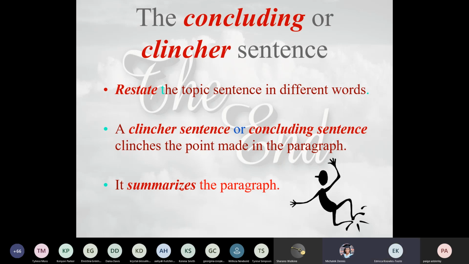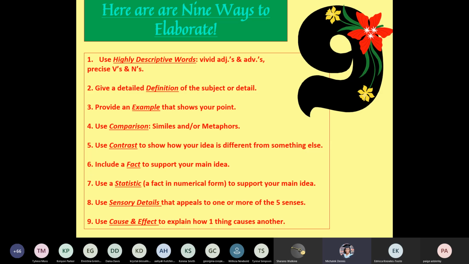And also it summarizes the paragraph. Yes, so all of you, you are on the right track. Good job, students. So here are 9 ways to elaborate.